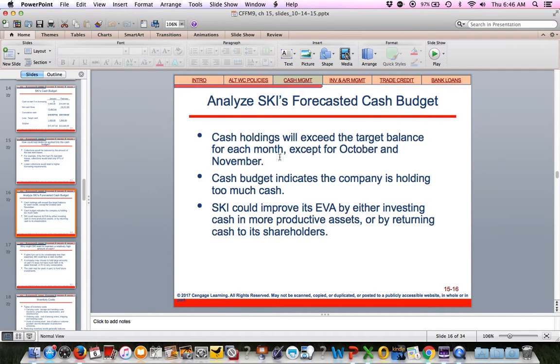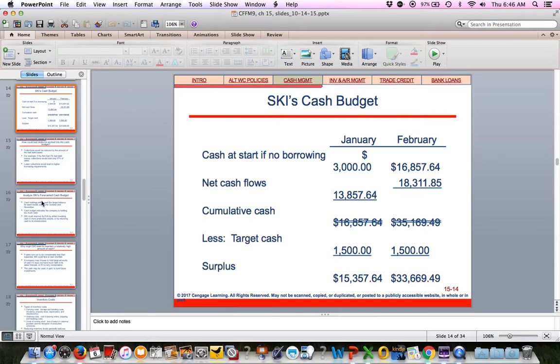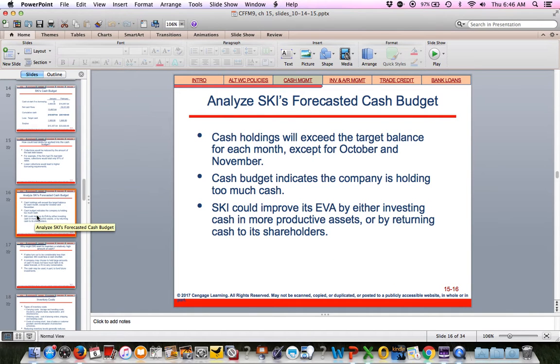So just looking at some of Ski's numbers here. Now we just looked at, I'm just realizing it, we looked at January and February here, but they mention October and November here. But cash holdings will exceed the target balance for each month. The cash budget indicates the company is holding too much cash, which I kind of mentioned earlier.